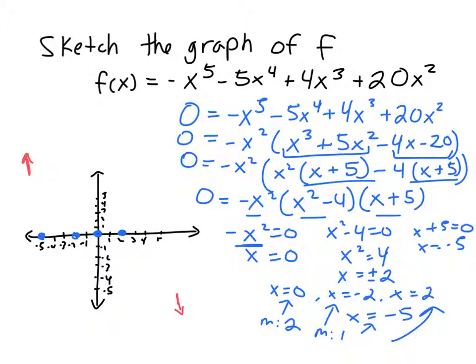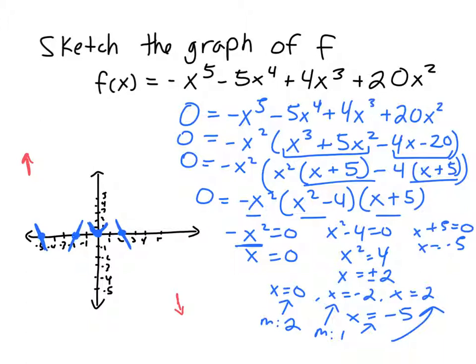That means that I'll be crossing the x-axis at every one except for when x equals 0. So then I'll go like this. When x equals 0, I'm not crossing, it's a turning point there. And then I cross again there.